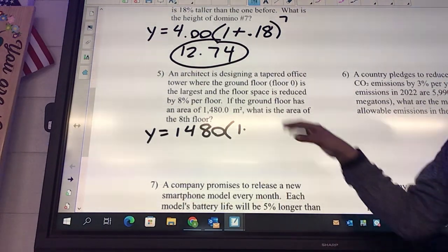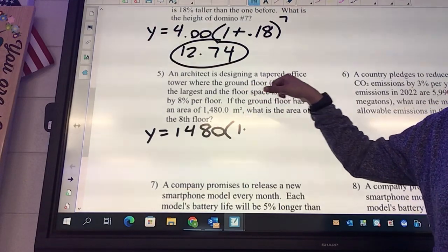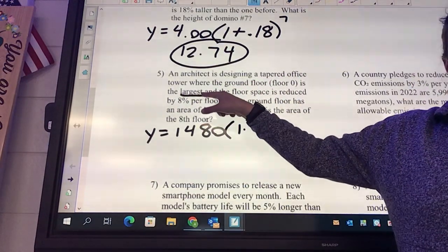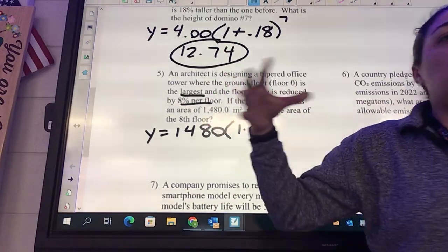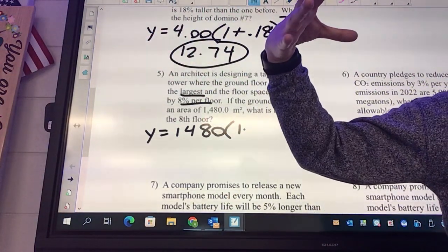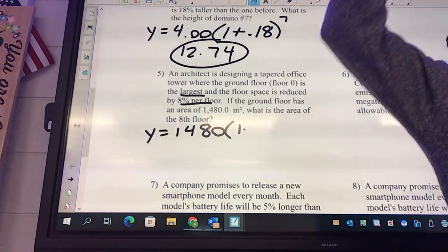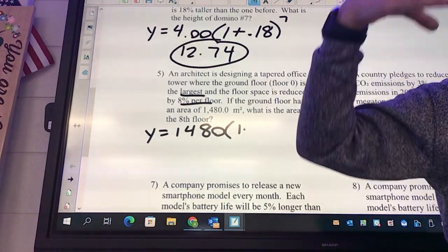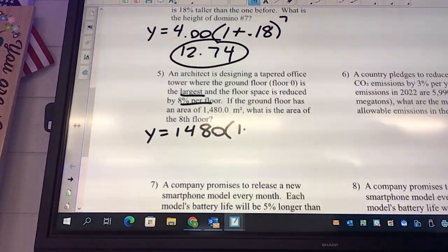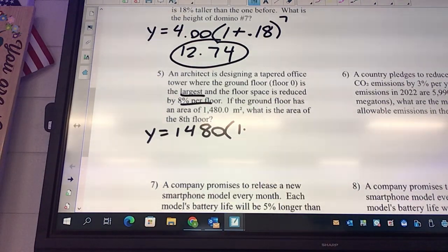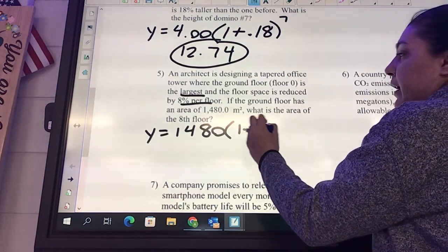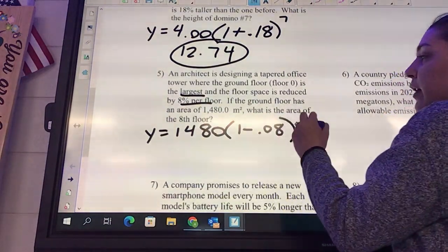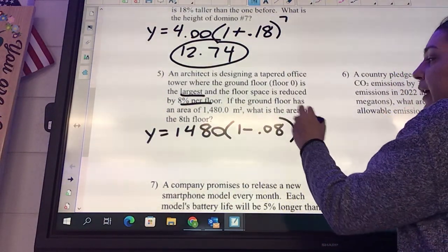Okay, so this says, and listen, ground floor is the largest, okay? As the floor space is reduced by 8%. So this building is this big. The next floor level is only this big. What's that shape going to look like, that building? Yeah, a pyramid, a triangle, okay? Each time it's going to get smaller and smaller. Okay, so it's going to be minus 0.08 to the 8th floor.